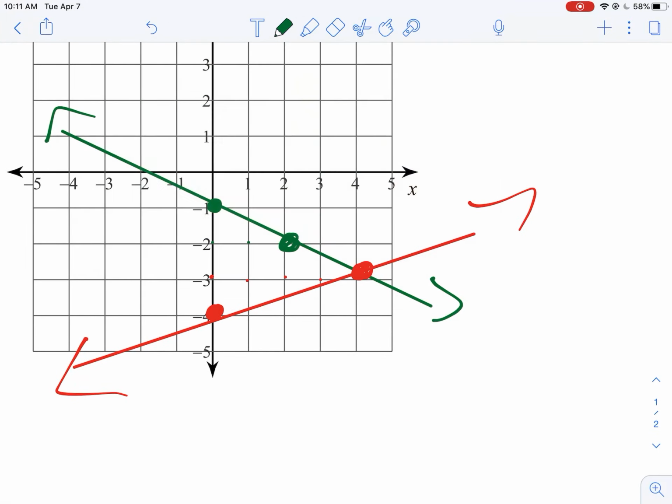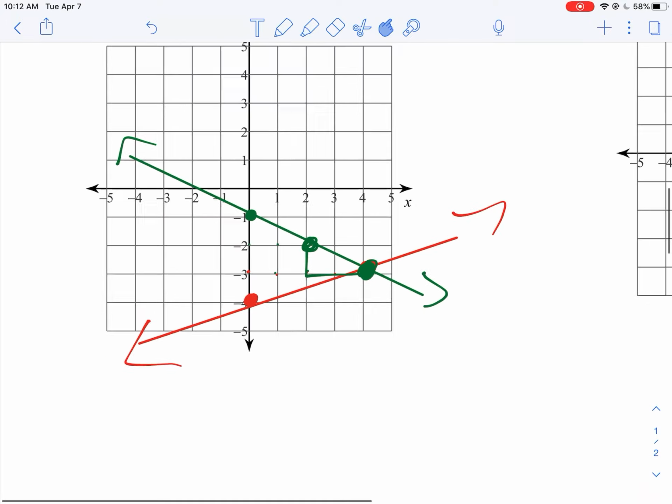Because if you notice this does go down, let's see, I'm going to do this in green. Down 1 over 2 leads us right here. Up 1 over 1, 2, 3, 4 leads us right here.